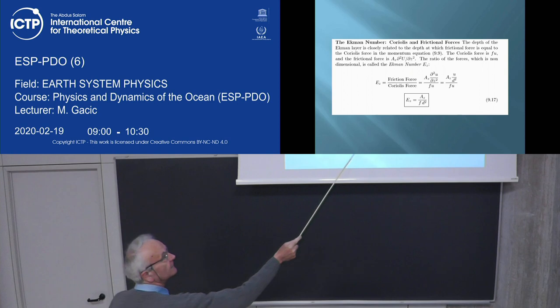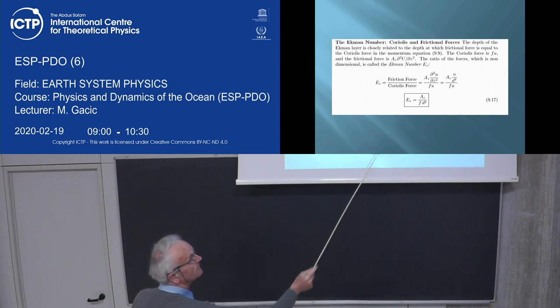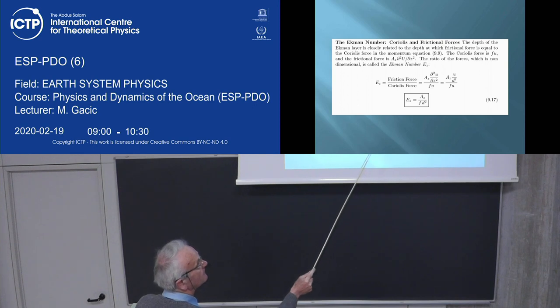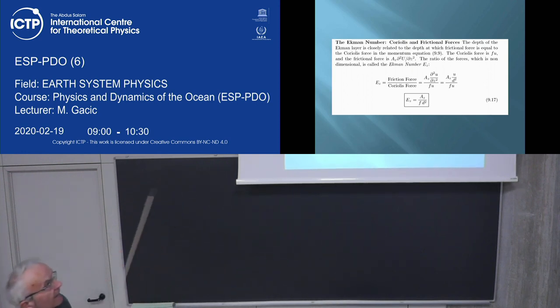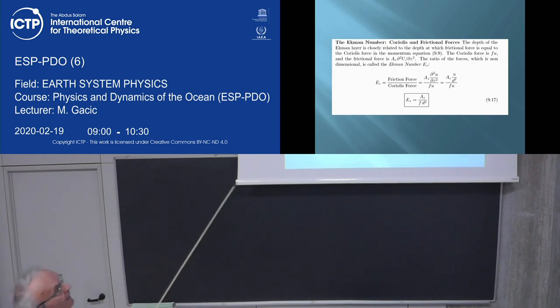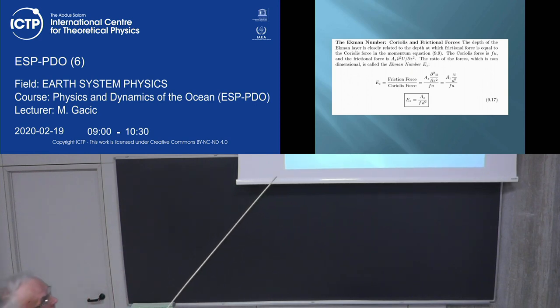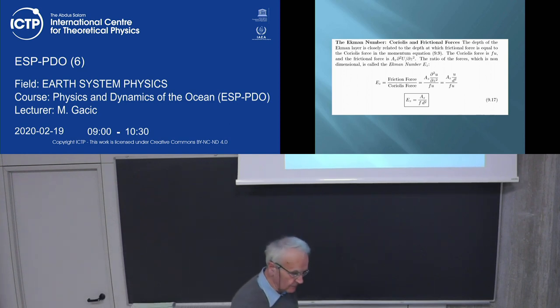So if we do the ratio between the friction force and Coriolis force, we obtain this, which is called the Ekman number, which is the ratio between the eddy viscosity, the Coriolis parameter, and the depth of the Ekman layer. If this number is larger than one, then the frictional force is larger than Coriolis force. This is a non-dimensional number, and a very important number, which tells us to what extent we can make this approximation for obtaining the Ekman solution.